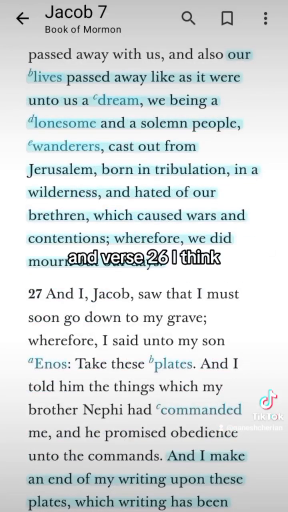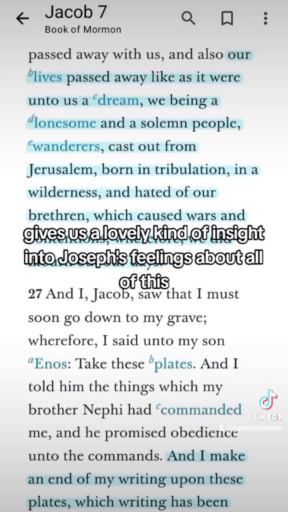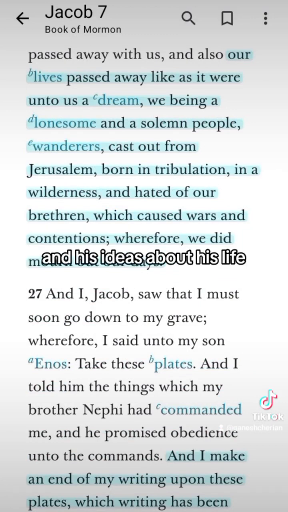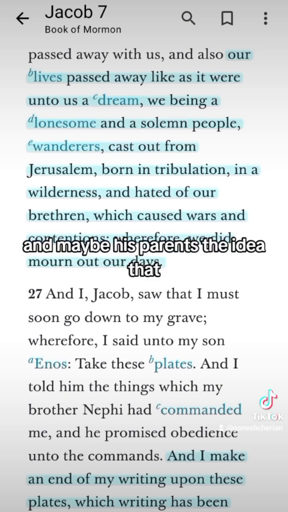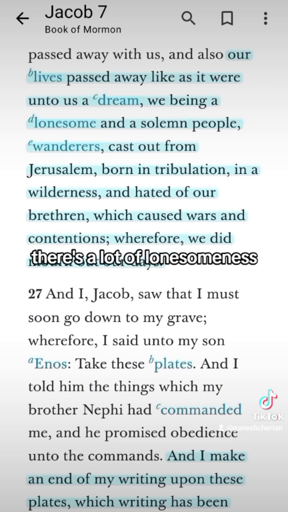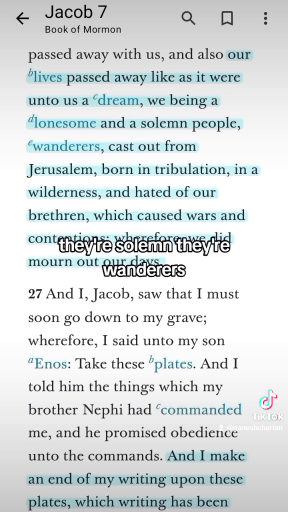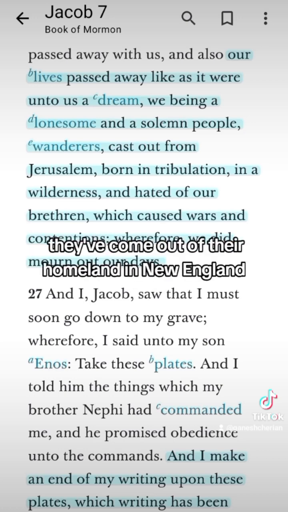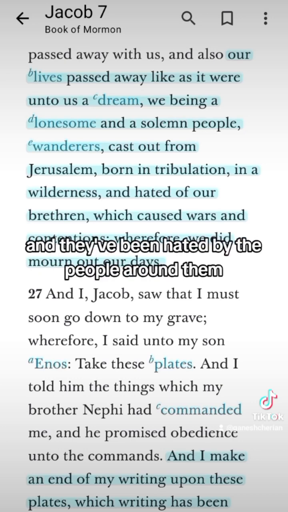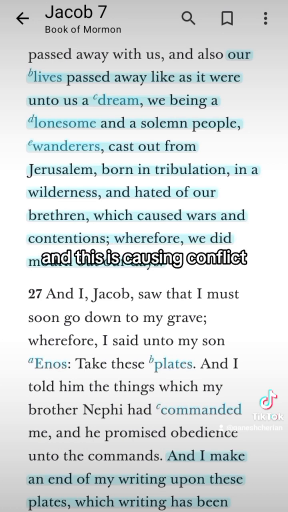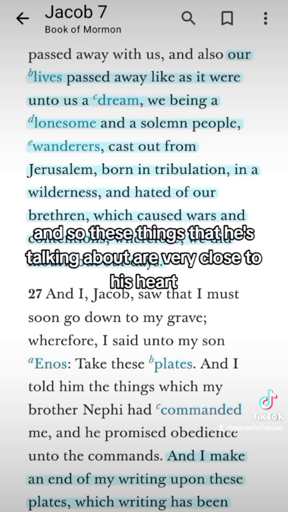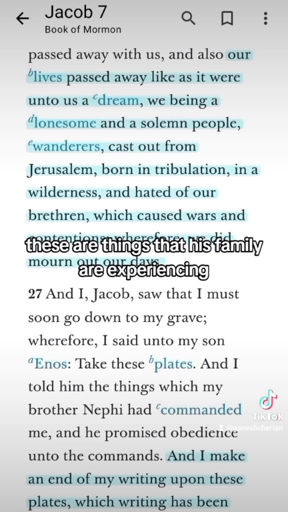And verse 26, I think, gives us a lovely kind of insight into Joseph's feelings about all of these and his ideas about his life and maybe his parents. The idea that there's a lot of lonesomeness. They're solemn, they're wanderers. They've come out of their homeland in New England and they've been hated by the people around them. And this is causing conflict. And so these things that he's talking about are very close to his heart. These are things that his family are experiencing.